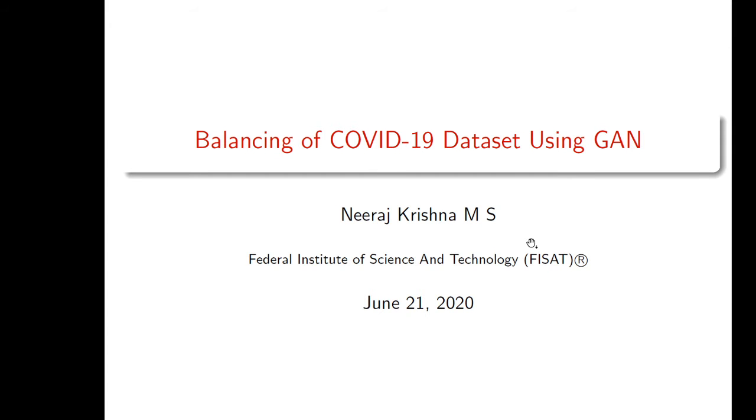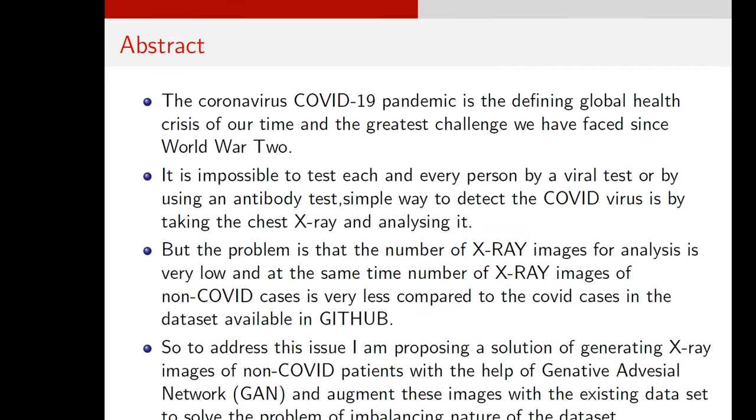So, balancing of COVID-19 dataset using GAN. Coronavirus is one of the largest pandemics we face today, and it has no symptoms, and it is impossible to test each and every person by a viral test or using an antibody test. So the simplest way is to analyze the X-ray.